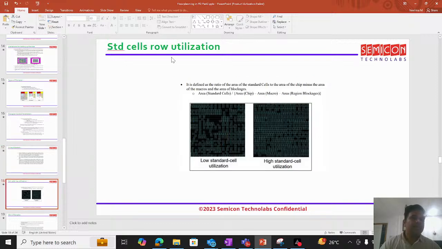Now, standard cells row utilization. What is standard cells row utilization? If you see both the pictures, low standard cell utilization, high standard cell utilization.